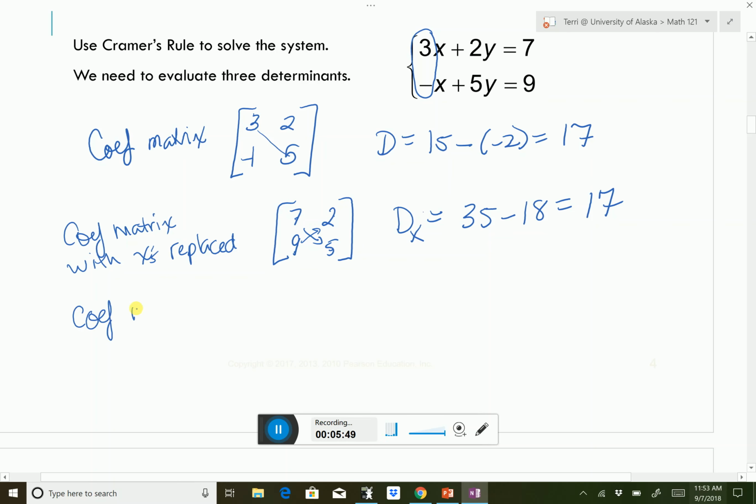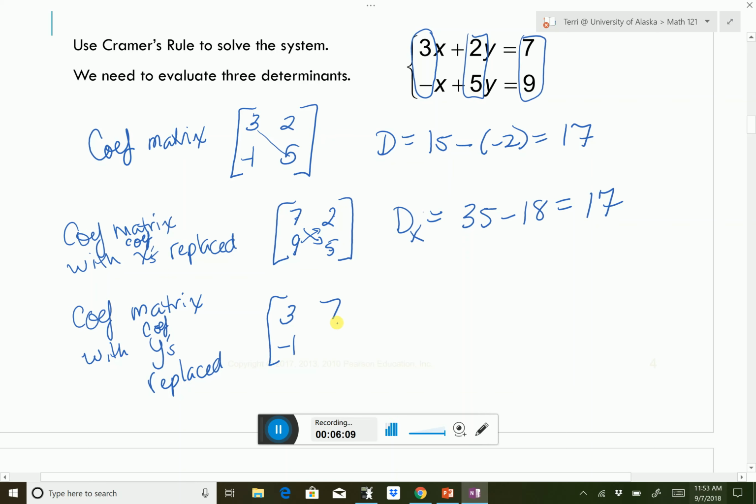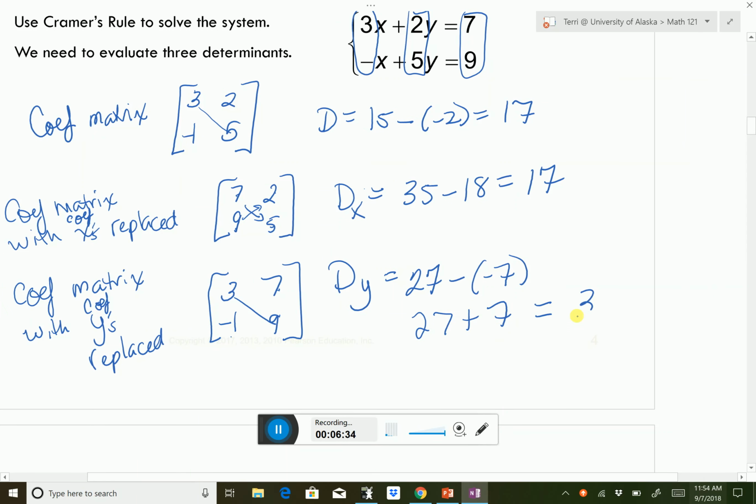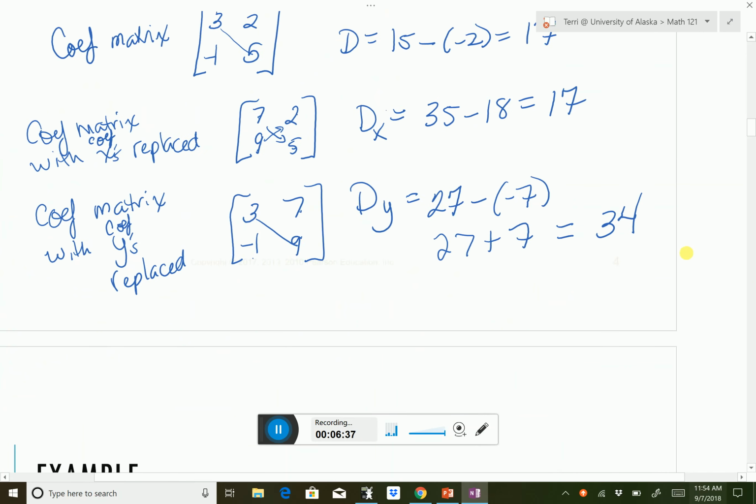Let's find my coefficient matrix with the y's replaced. And not really the y's, the coefficients of y's. So let's look at that. So we keep our 3, -1, and we replace 2 and 5 with the constants 7 and 9. So my determinant of the y matrix is 3 times 9, which is 27, minus -1 times 7, which is -7. So that's 27 plus 7, which is 34.